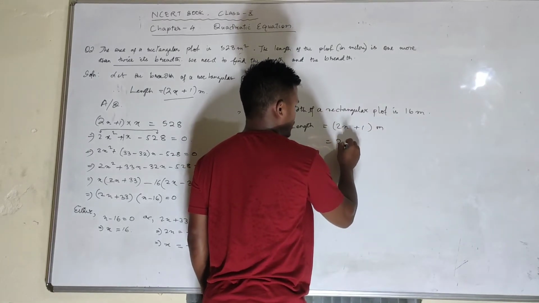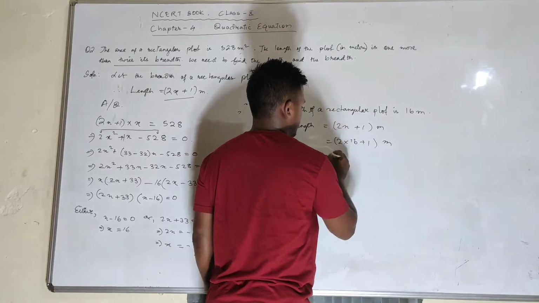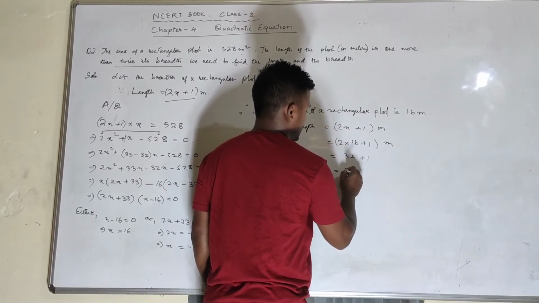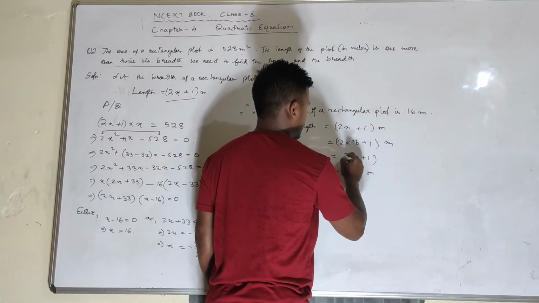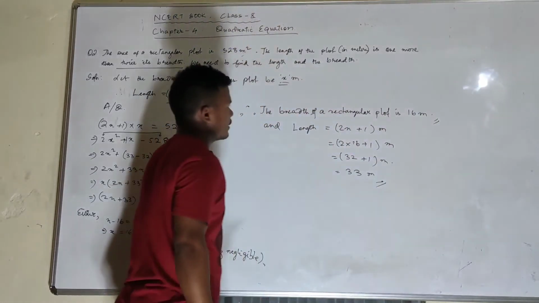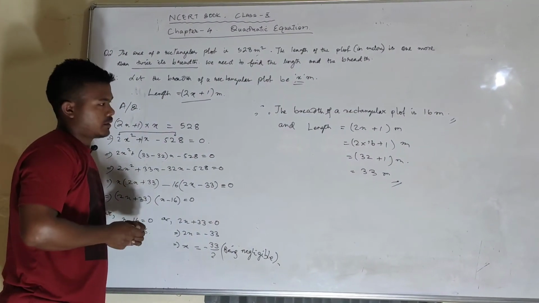Just put the value of x: 2 into 16 plus 1 meter. 2 into 16 is how much? 32 plus 1, that is 33 meter. So these are your answers. The length is 33 meter and the breadth is 16 meter. Straight away go again to question number 3.